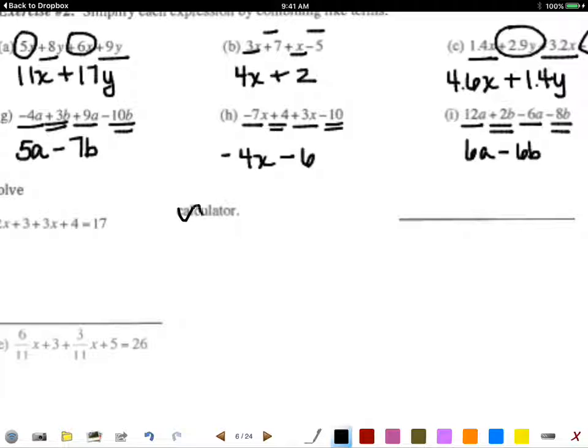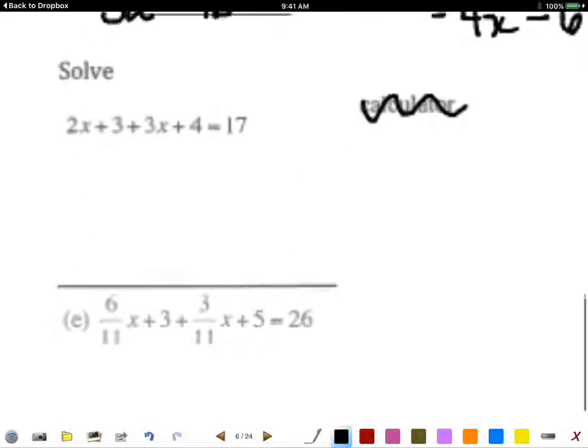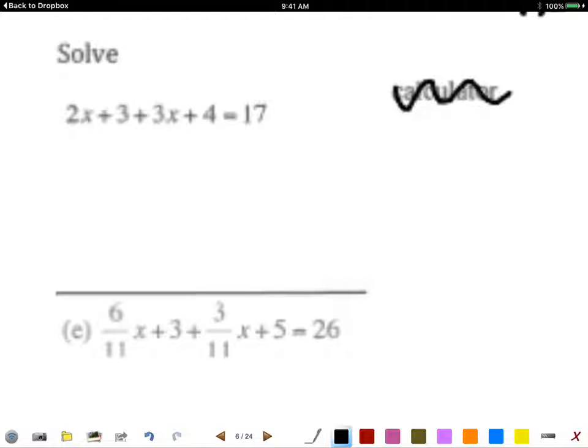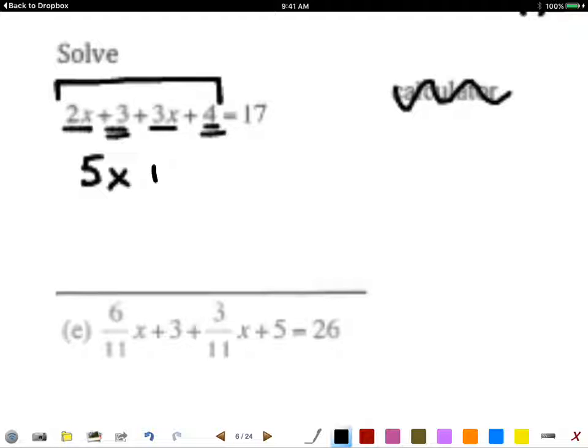Now this bottom is kind of messed up a little bit down here. We don't need to do anything with this calculator or this line over here. But we are going to solve this equation. What do you suppose we do first here? Yes, look on the individual sides first. If on one side of the equal sign you have like terms, you should combine them first. So 2x and 3x is 5x. 3 and 4 is plus 7 equals 17.